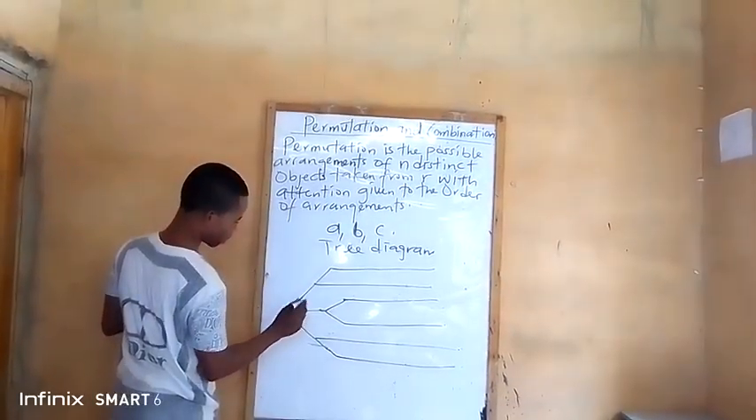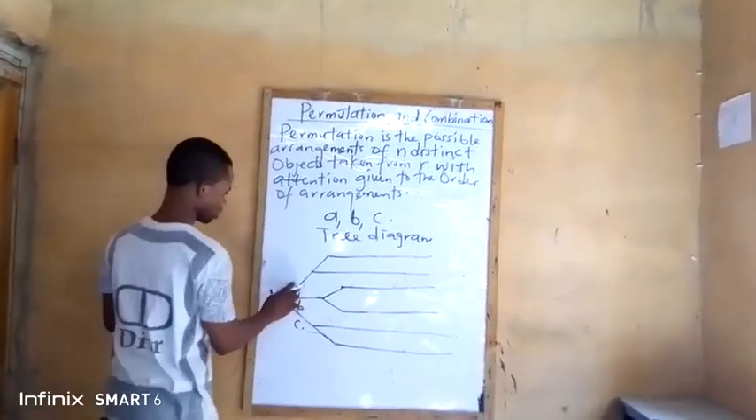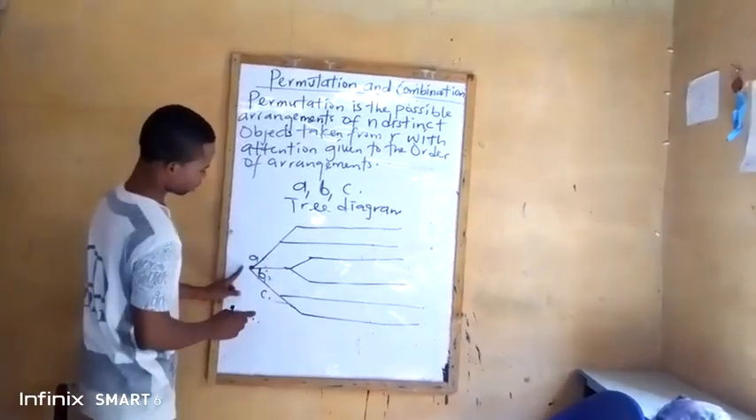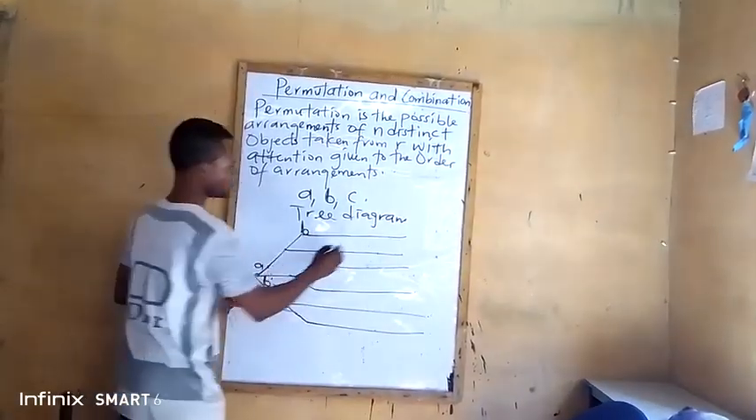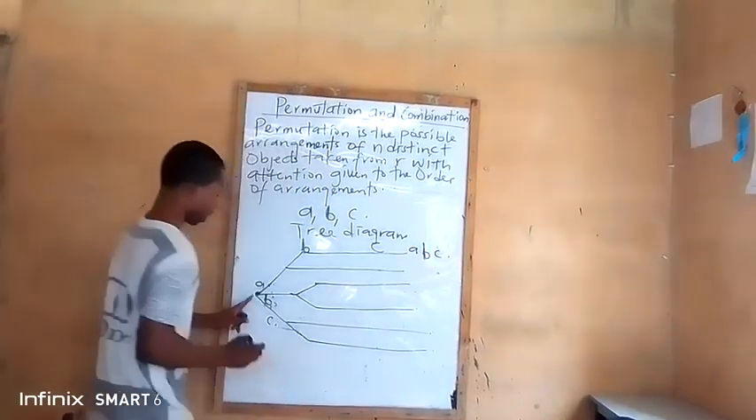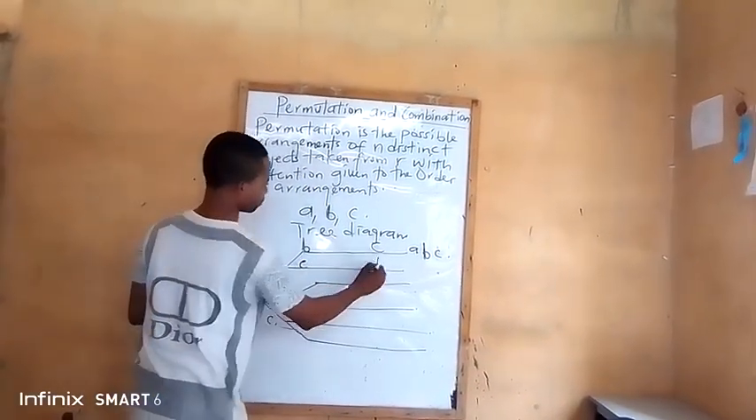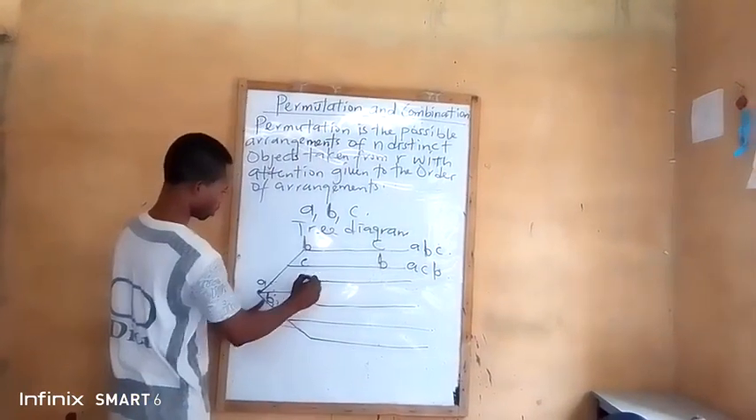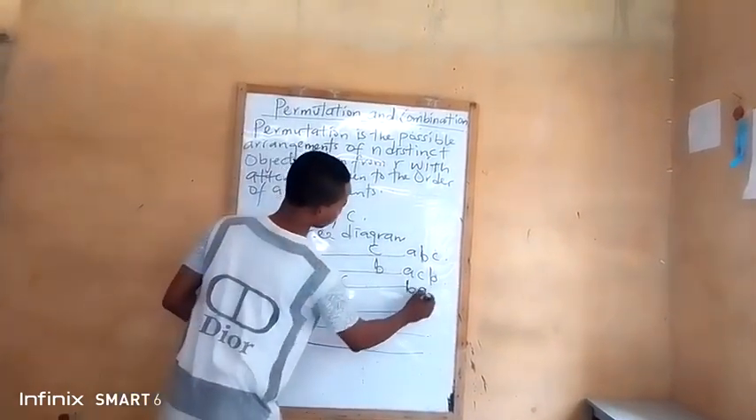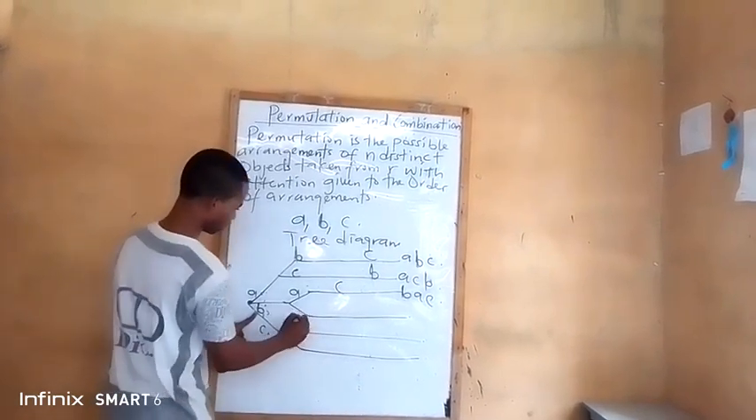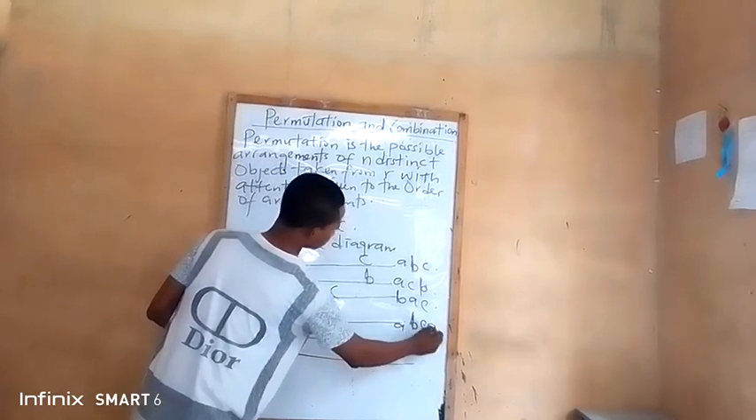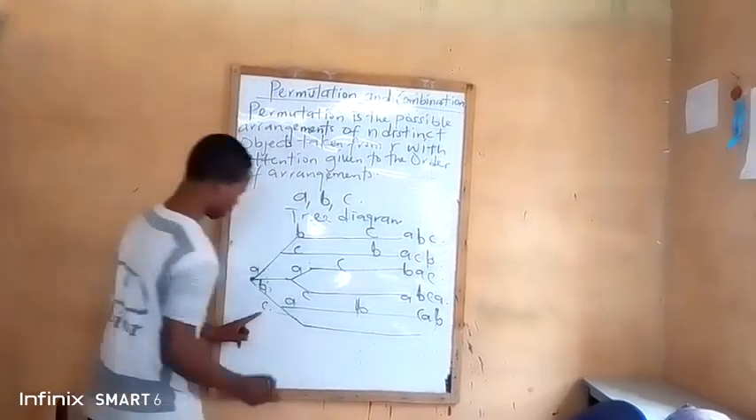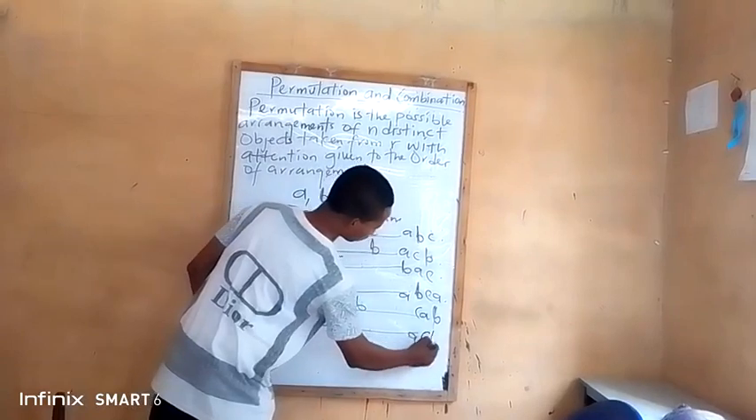A, B, and C. Possible ways of arranging: I can say A, B, C. I can also say A, C, B. Now let's come to B. I can say B, A, C. For B again, I can say B, C, A. Now for C, I can say C, A, B, and C, B, A.